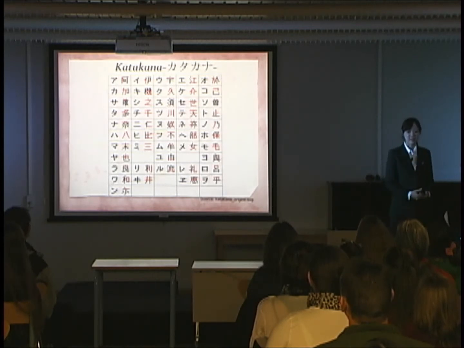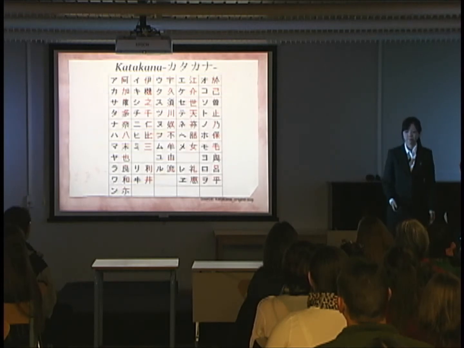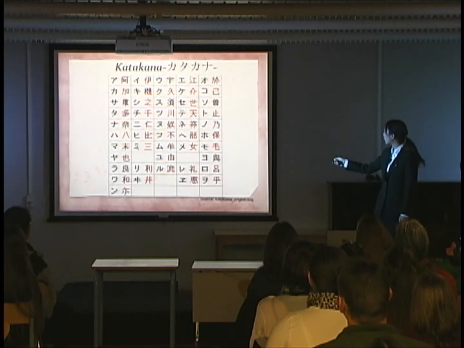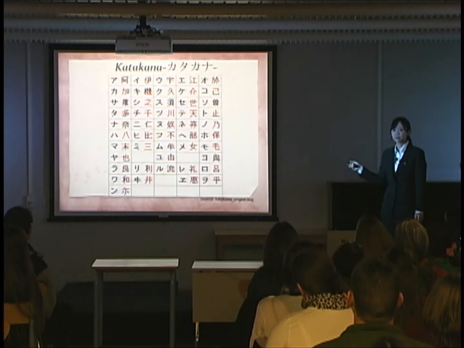Because of the difficulties, katakana was created at 7th century. Buddhist priests used katakana to write and read religious texts. Look at the list. Left is katakana, right is kanji. Red part shows katakana. So it means katakana was made from a part of kanji.